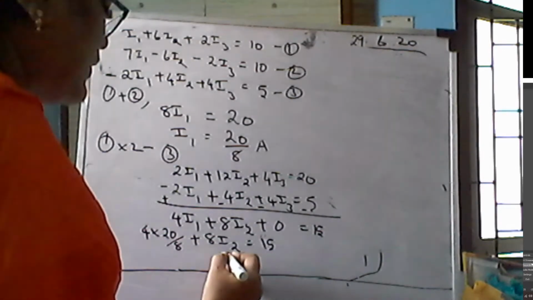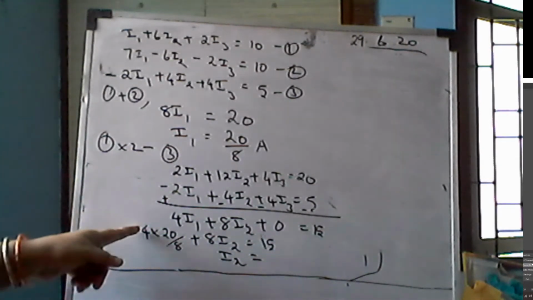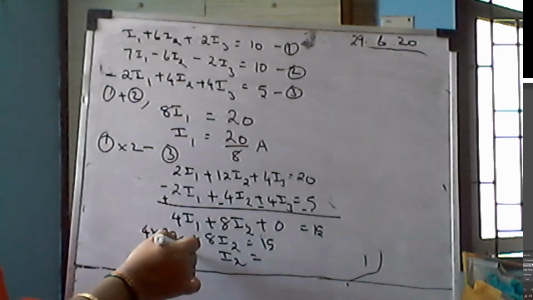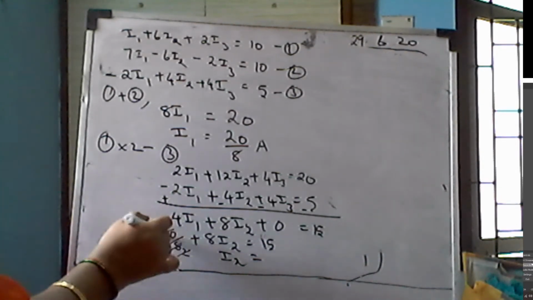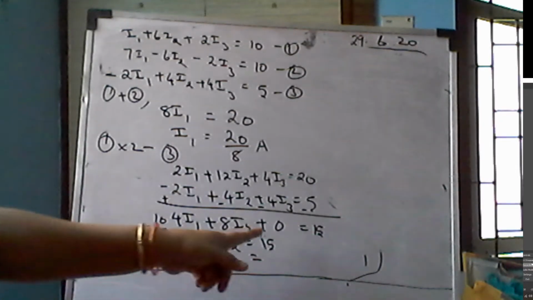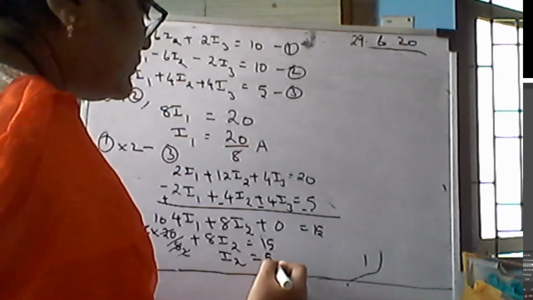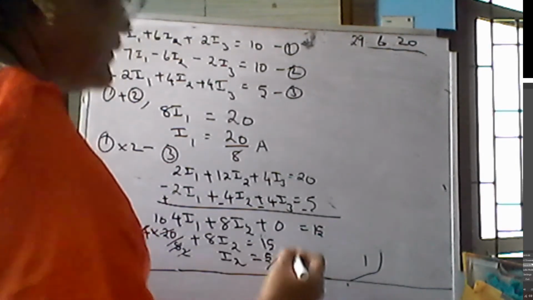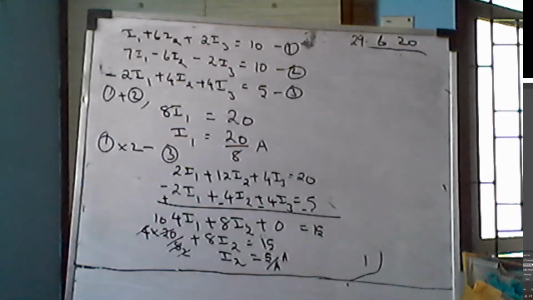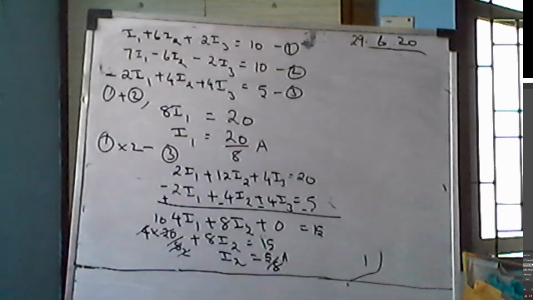So I2 is equal to, very simple only. This is 4 into, this is a 2. And these two if we cancel 10, so you are getting I2 as 15 minus 10 by 8, that is 5 by 8 ampere. So I1 you got 20 by 8, I2 you got 5 by 8 ampere. Now I3.